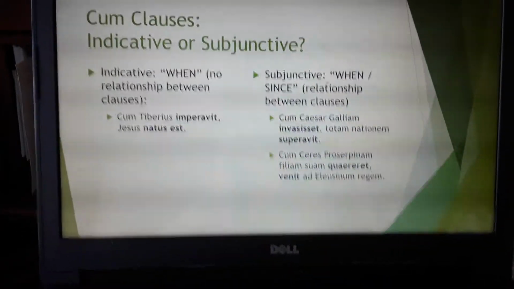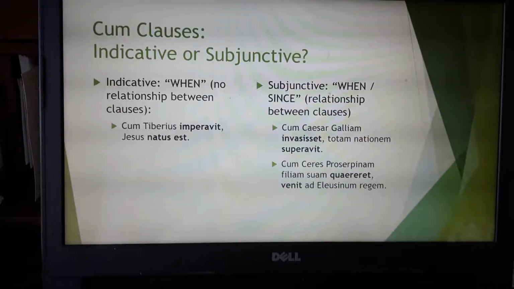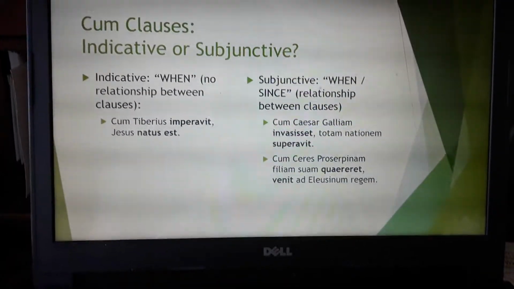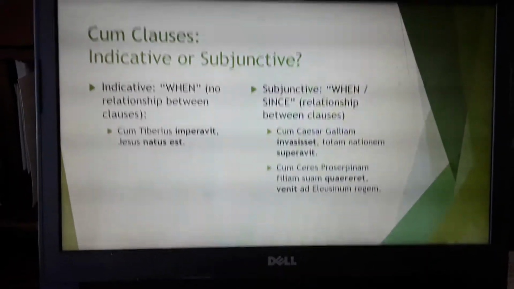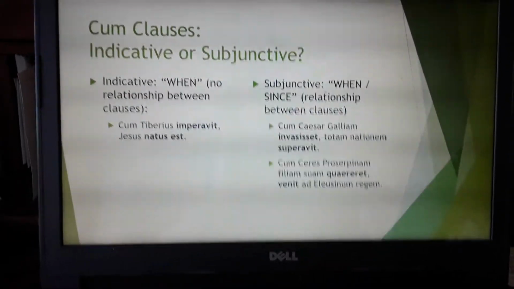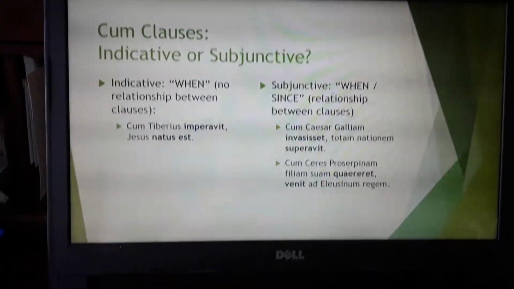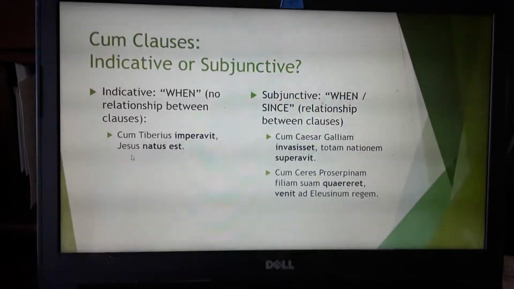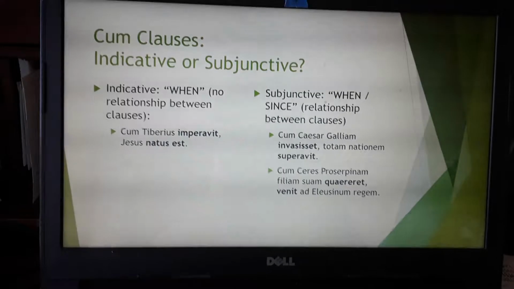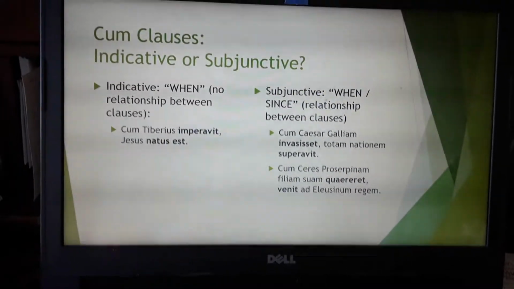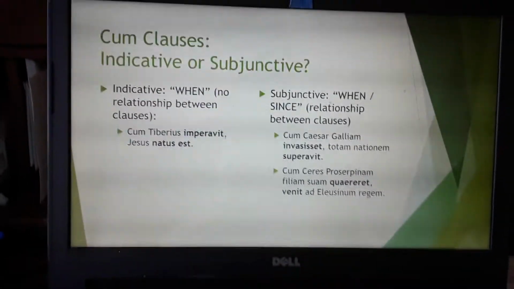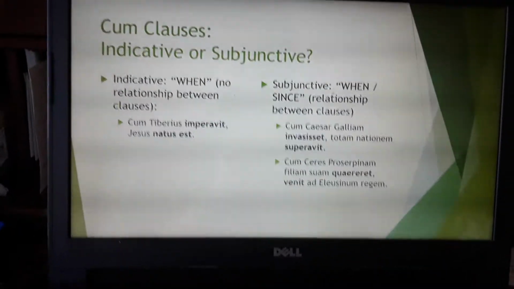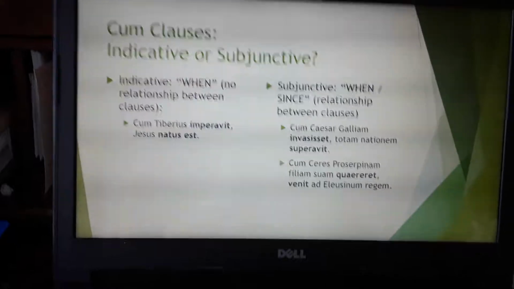When it means when, it's temporal, and it can use indicative or subjunctive. When it's purely in the indicative, it's just temporal and there's no relationship between the two clauses. So for example, in the example on the left, cum Tiberius imperavit, Jesus natus est. So, when Tiberius was emperor, Jesus was born. Those two events have nothing to do with each other. Therefore, the verb of the cum clause is indicative, imperavit.